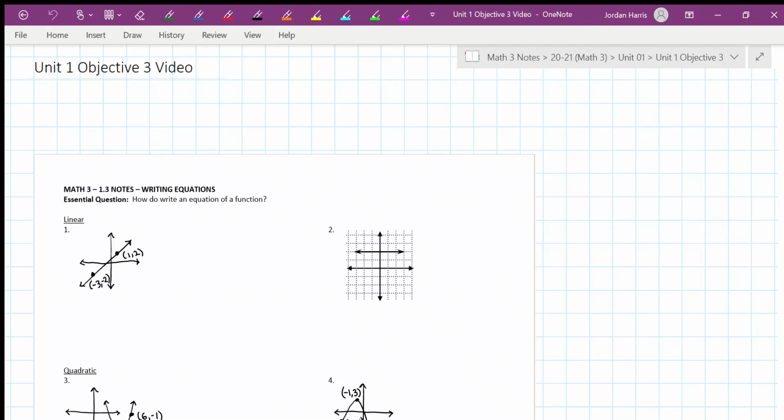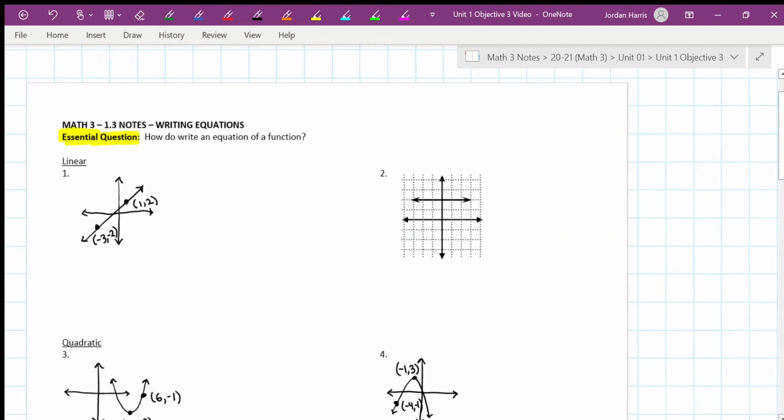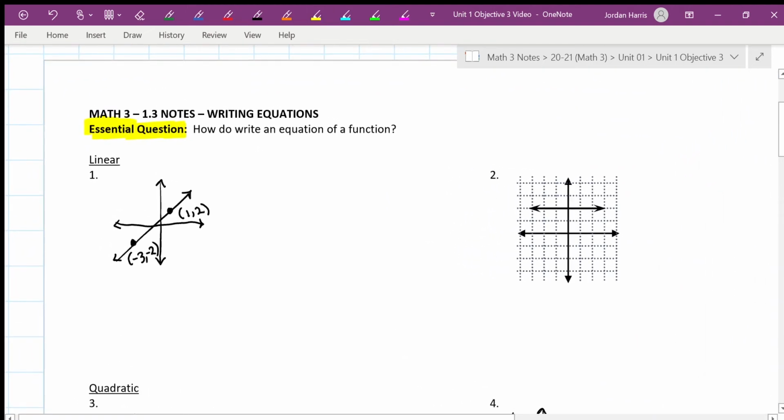So Unit 1, Objective 3, writing equations. We've really written equations already, same base, but now we have translations involved, or shifts. So how do we write an equation of a function? That's your essential question. Okay, so linear functions.